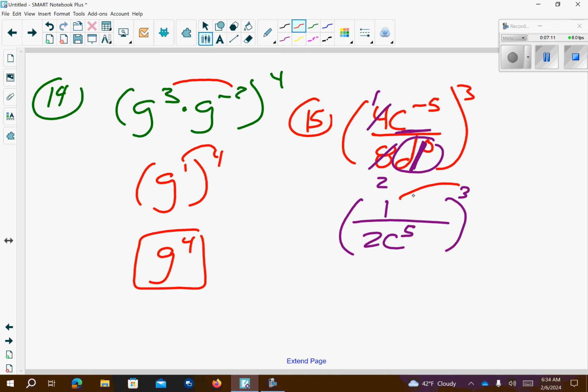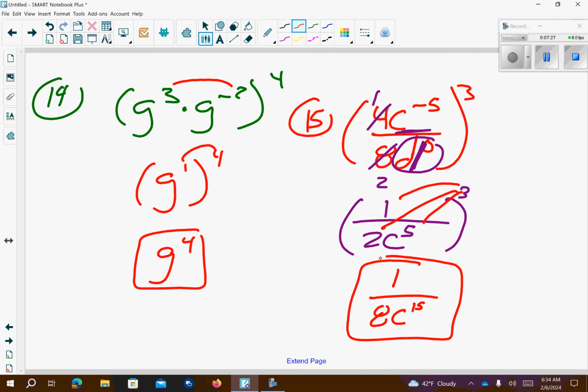And we still had this all raised to the 3rd power. Let's distribute this in. So 1 to the 3rd is 1 times 1 times 1, which is 1. 2 to the 3rd is 2 times 2 times 2. 2 times 2 is 4, times 2 is 8. And c to the 5th is c to the 15th, because 5 times 3 is 15. There's our answer. Okay, on page 14, backside.